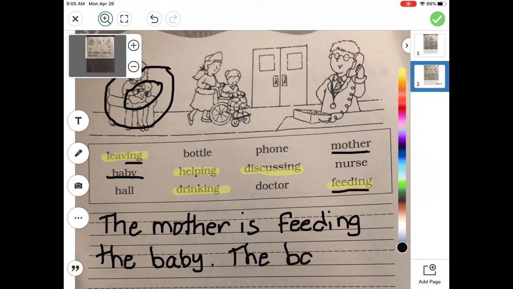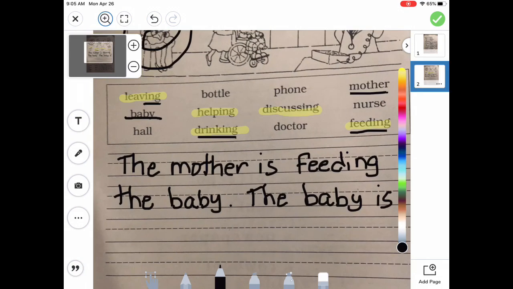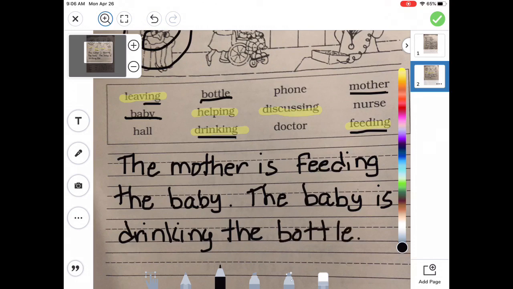The baby is drinking. Very good. Drinking the what? Bottle. Very good. Bottle. All right, guys, so I want you to challenge your brains.